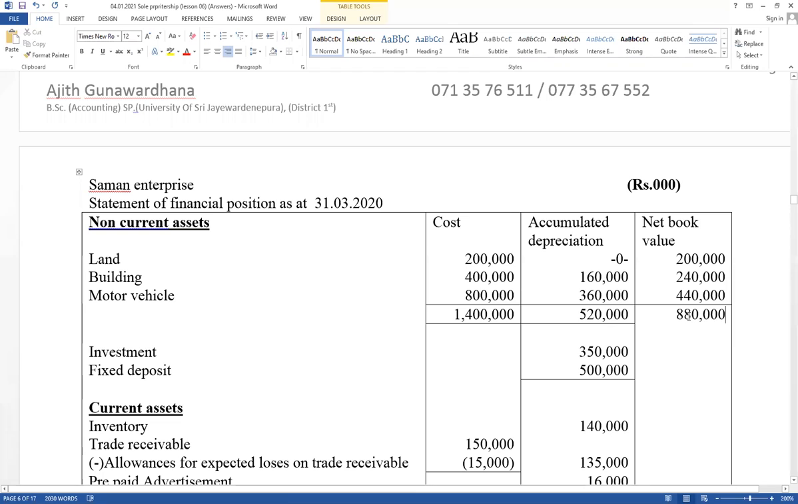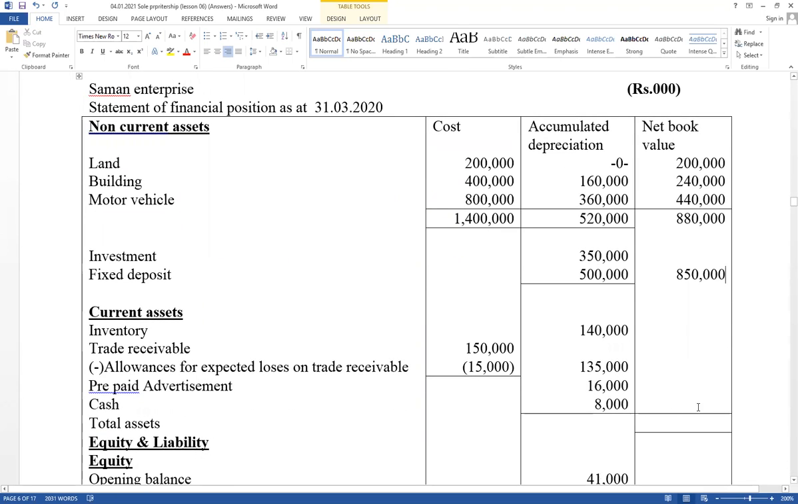Non-current assets. Then take investment and fixed deposit total value, second column. Therefore, total value equals 850,000. And you have to calculate current assets total amount also. Current assets: therefore, here the total amount equals 299,000. Think about the asset side. Therefore, non-current assets and investment fixed deposit here, then current assets. Take total assets. Therefore, total assets equal 2,029,000.